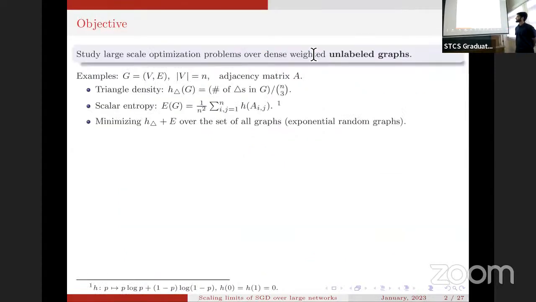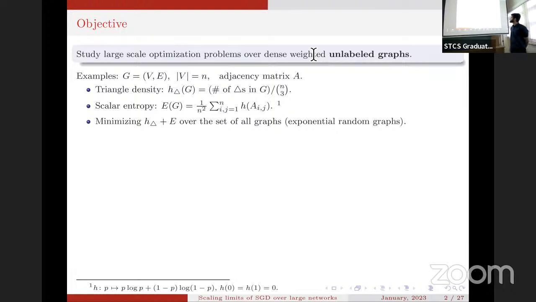The objective is generally to study large-scale optimization problems over the family of dense, weighted, and unlabeled graphs. By unlabeled, I mean the vertices are not labeled. Some very trivial examples: let's consider a graph G, vertex set V, edge set E, n number of vertices, and the adjacency matrix, an n by n matrix. Consider functions like triangle density, which counts the number of triangles in G and normalizes it. It's a number between 0 and 1. And scalar entropy, which just takes the average entropy of all the edge weights. Very modest functions on any graph, independent of the size.